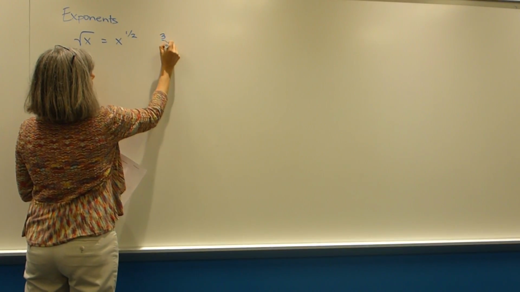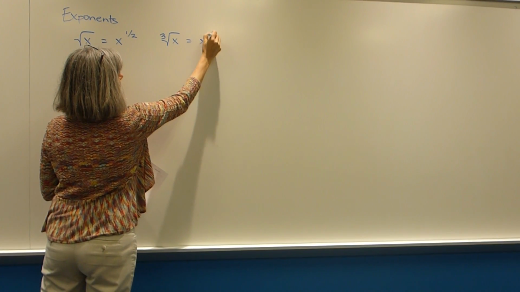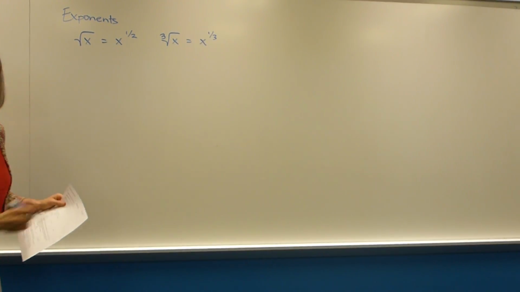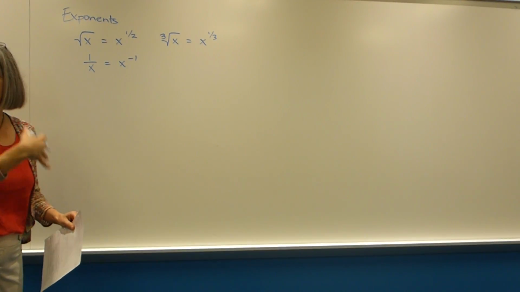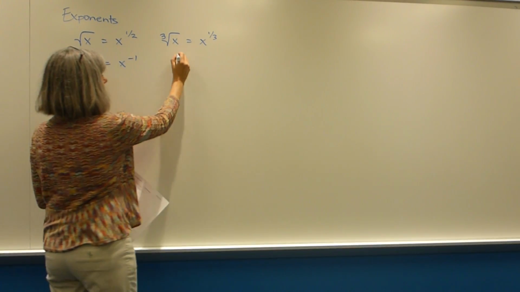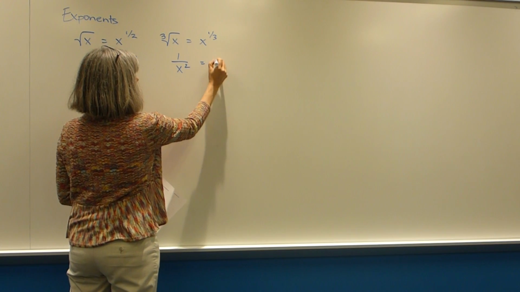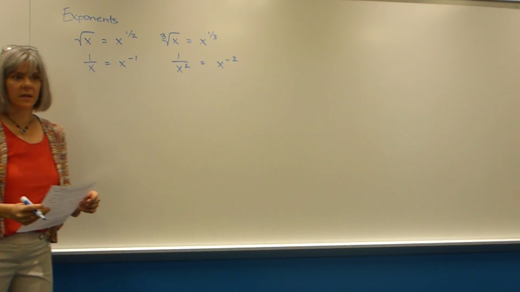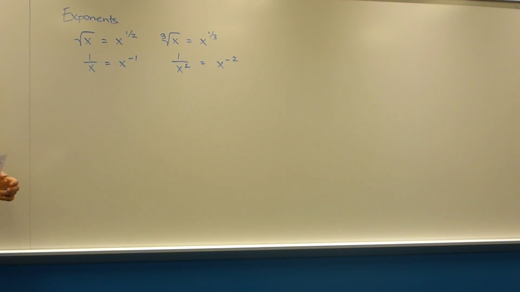Square root of x is x to the 1/2. Cube root of x is x to the 1/3. So roots become fractions. 1 over x is x to the minus 1. If it's in the denominator and you bring it up, it has a negative exponent. 1 over x squared is x to the minus 2. You just need to remember that that's how that works.